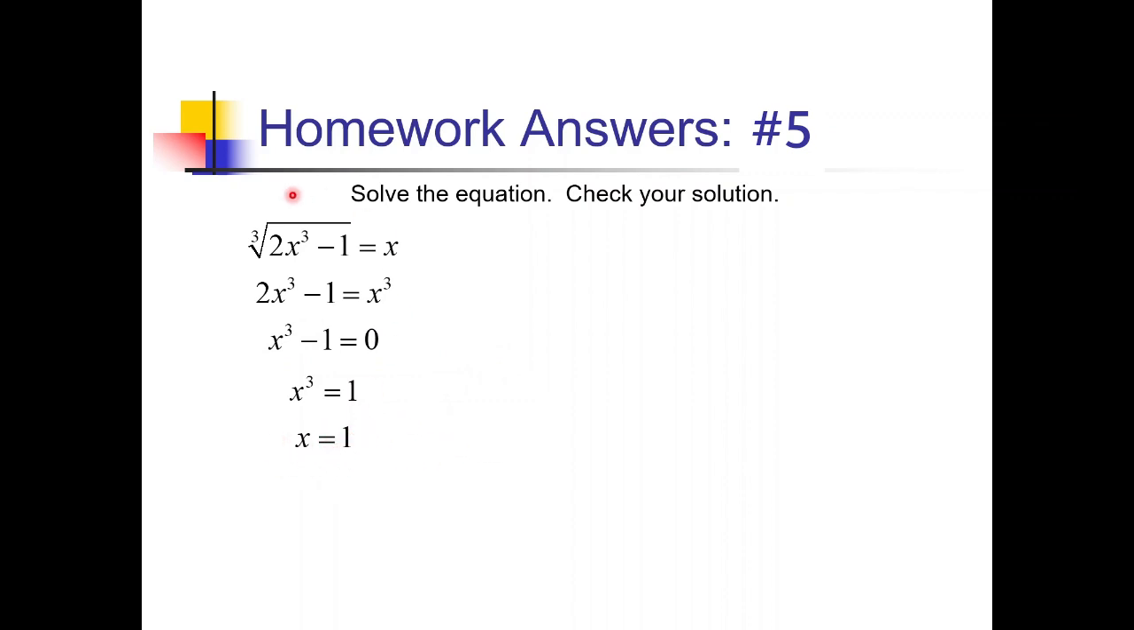So now let's plug that back in and see if it works. So I have 2 times 1 cubed minus 1. That's just 2 times 1, which is 2, minus 1 is going to be 1. So we have the cube root of 1 on the left, just plain old 1 on the right. And the cube root of 1 is 1, so this works out. 1 is a good answer.